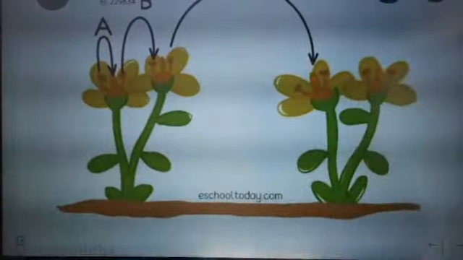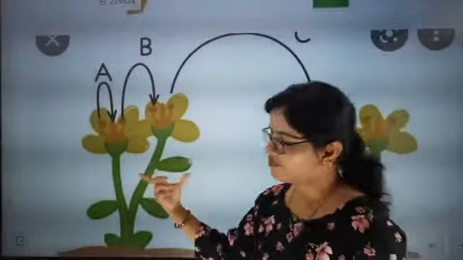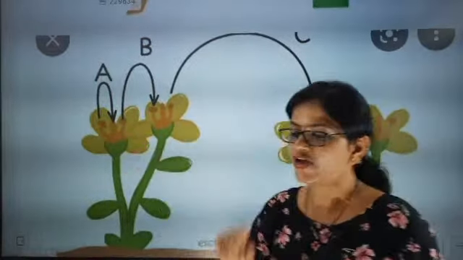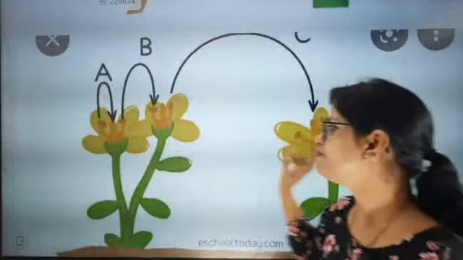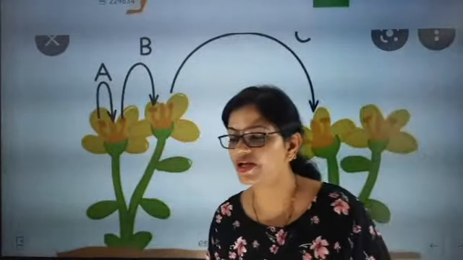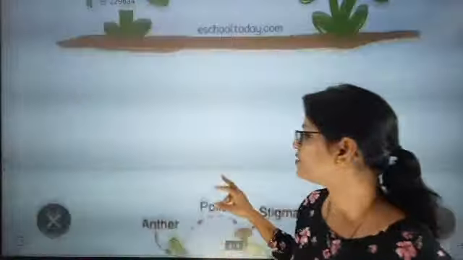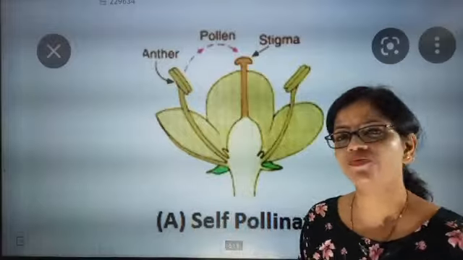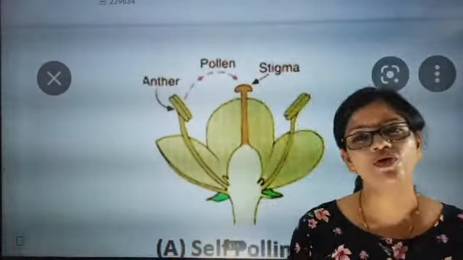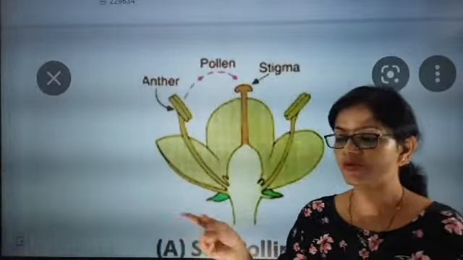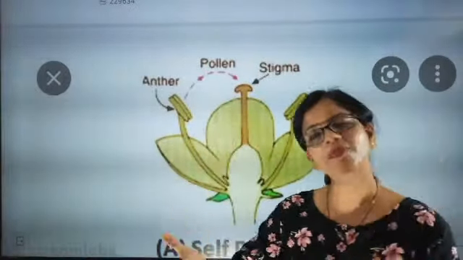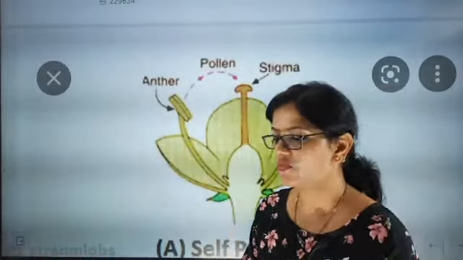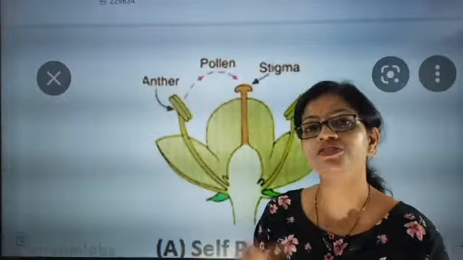We studied that self-pollination means that when pollination is done within the same flower, or in the same plant between different flowers, it is called self-pollination. In self-pollination, the flowers can be bisexual, or unisexual with separate male and female parts, but fertilization happens within the same plant.